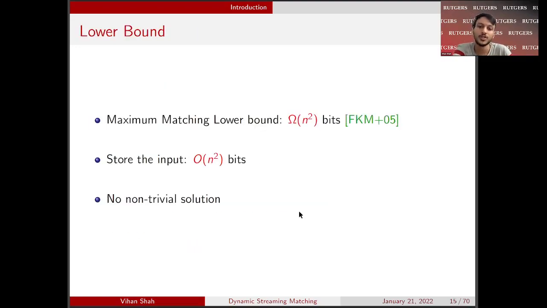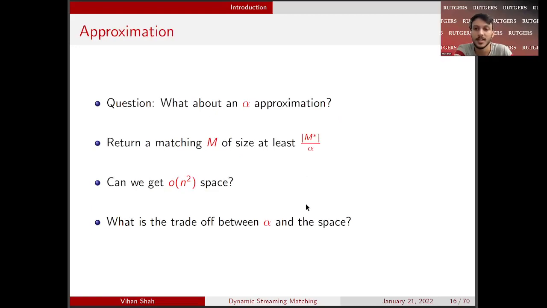Okay, but unfortunately, the matching problem has a lower bound of n squared. The trivial solution is to store the entire graph in n squared bits, and so there is no non-trivial solution. When we have such lower bounds, we usually look for approximations. So the question is, what about an alpha approximation? Return a matching M of size at least M star over alpha, where M star is the maximum matching of the graph. Can we get o(n squared) space? The trade-off between alpha and the space is the question we want to answer.